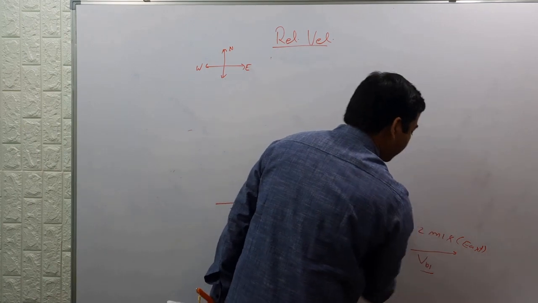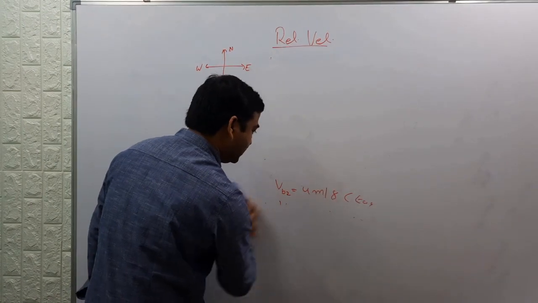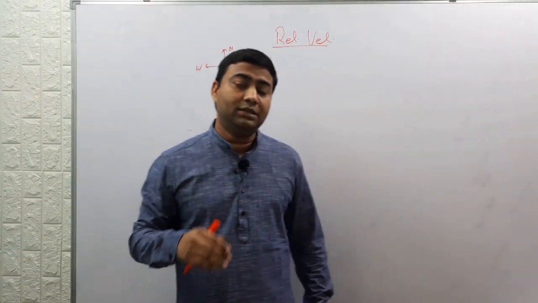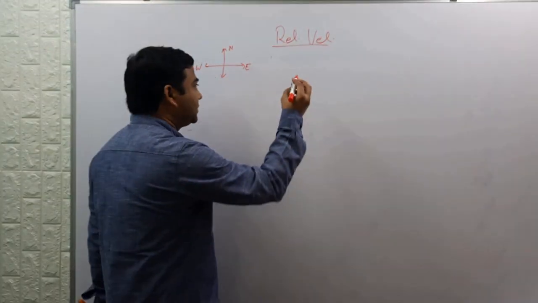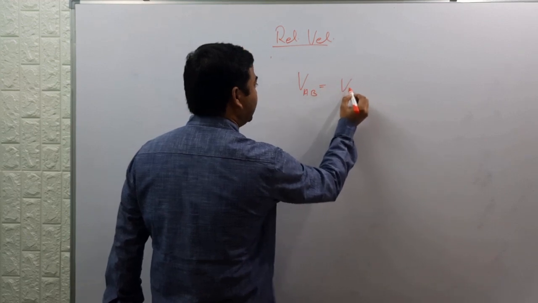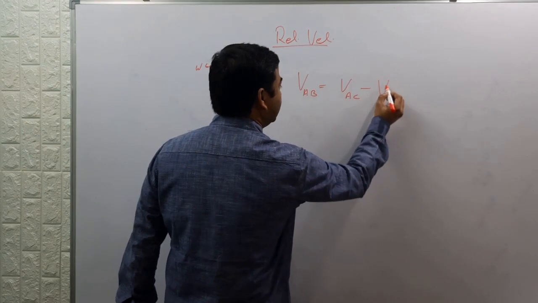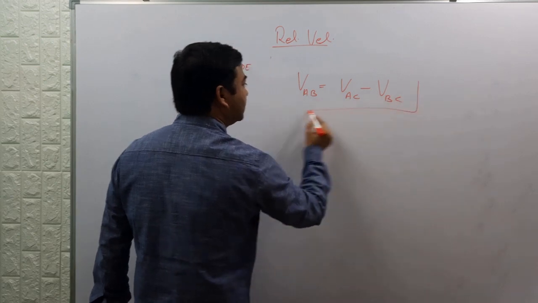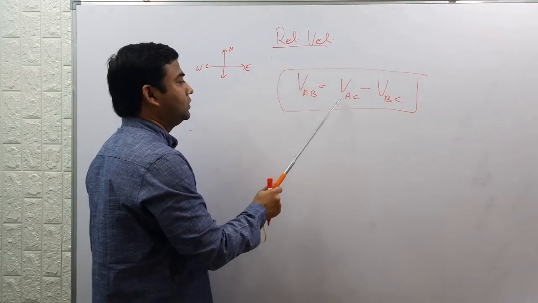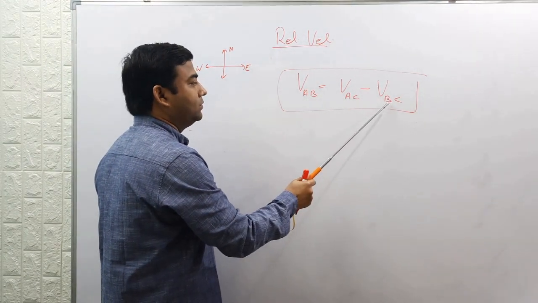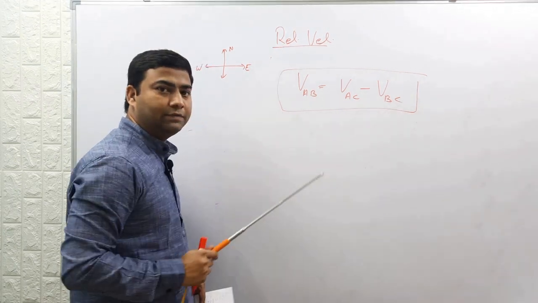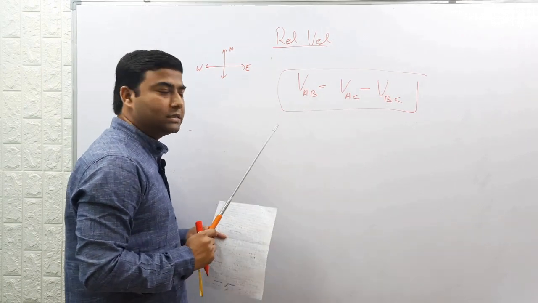Now we will interpret this subtraction formula in another practical way. From the subtraction formula, you know VAB is equal to VAC minus VBC. Velocity of A with respect to B is equal to velocity of A minus velocity of B, where both are relative to a common third frame C, that we have discussed in the relative velocity subtraction formula.